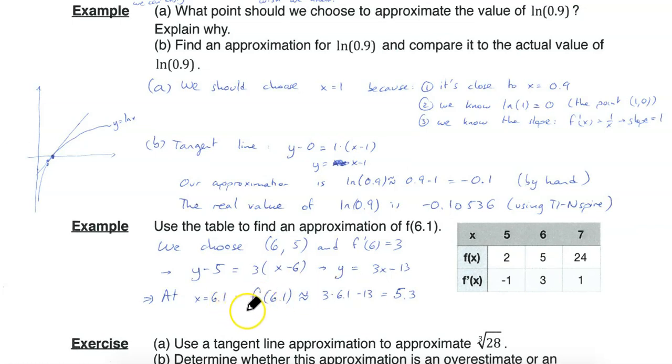At x equals 6.1, my tangent line says that f of 6.1 is approximately 3 times 6.1 minus 13, and that would be 5.3. That's it. I can't be sure it's great because I have no additional information, but that's the best I can do.